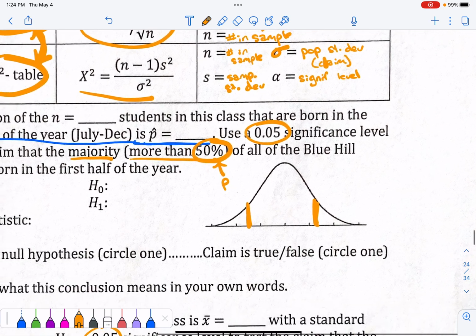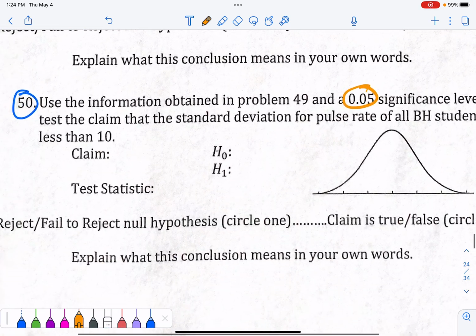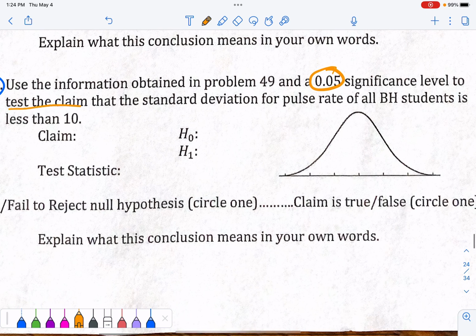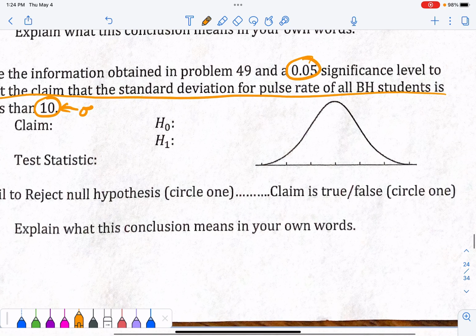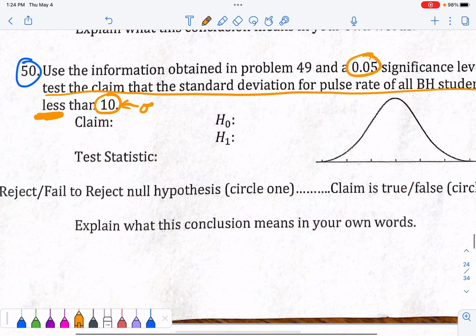Okay, so let's go down to the standard deviation one down here. To test the claim that the standard deviation for pulse rates is less than 10, sigma is going to be compared to 10. For your hypothesis, this one is less than 10, but the first one with sigma is always going to be equal to, and then the second one, in this case, is less than 10, and this is what we are claiming. So I'm going to put my claim next to that.